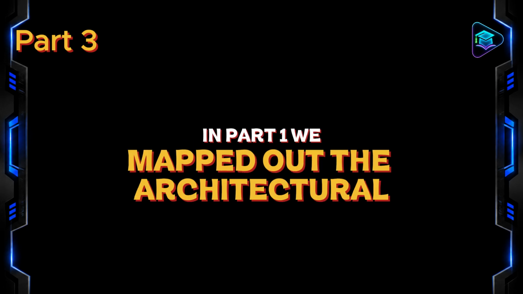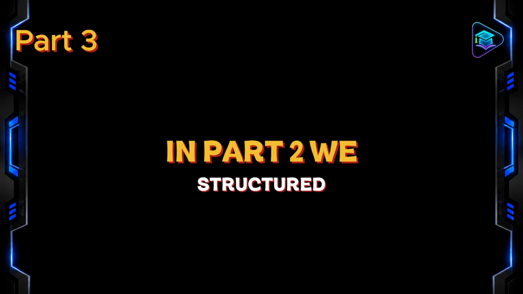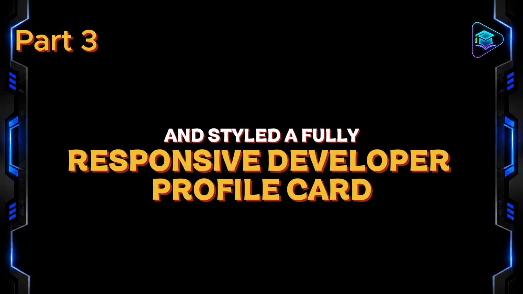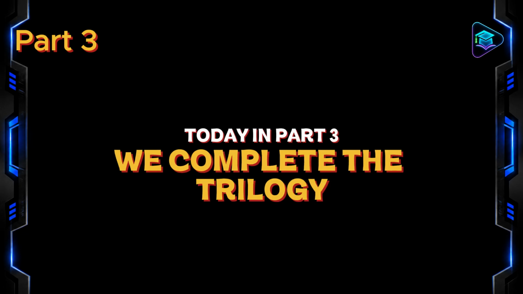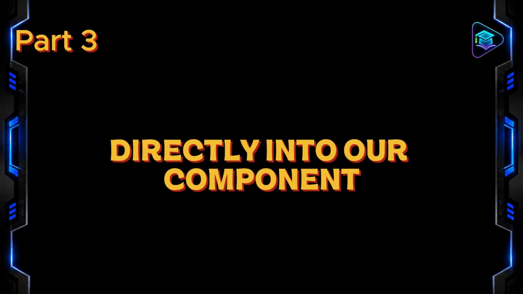In Part 1, we mapped out the architectural theoretical core of the modern web. In Part 2, we structured and styled a fully responsive developer profile card using semantic HTML5 and Flexbox alignment. Today, in Part 3, we complete the trilogy by injecting dynamic JavaScript interactivity directly into our component.